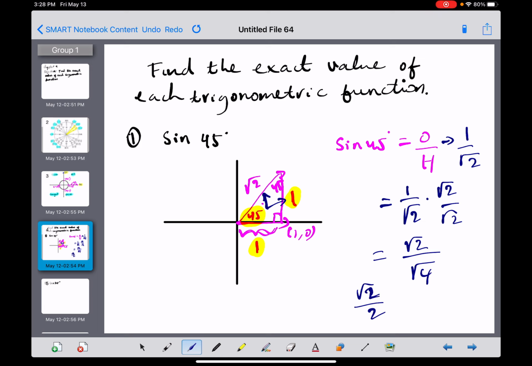And then the last step, we have to determine if our answer is going to be positive or negative. In this case, our trig function falls in the first quadrant. That means any answer in the first quadrant is always positive. So this answer is positive right here. So that's it. That's how you do the problem. Okay, let's move on to number 2.